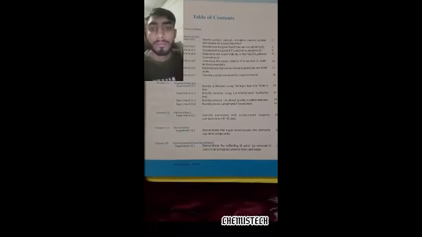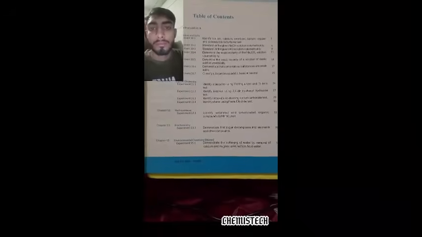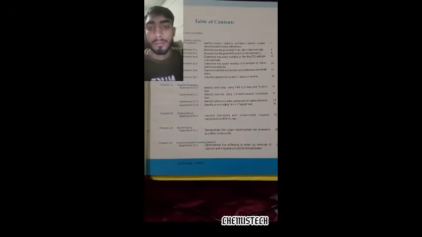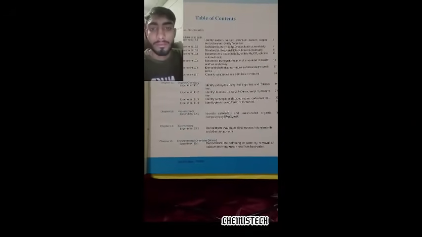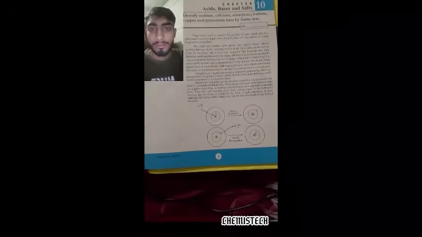Chapter number 10: Acids, Bases and Salts. Chapter 11: Organic Chemistry. Chapter 12: Hydrocarbons. Chapter 13: Biochemistry, and Chapter 15: Environmental Chemistry. Let's start with chapter number 10, Acids, Bases and Salts.